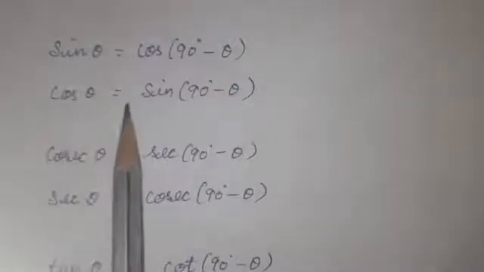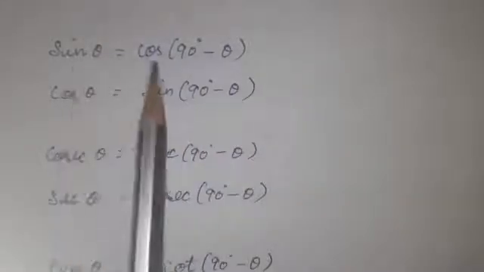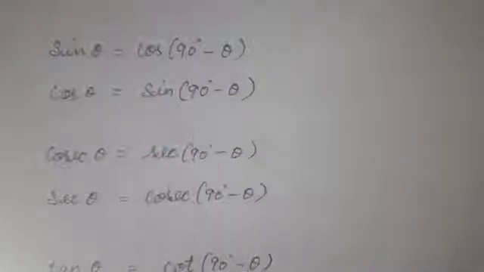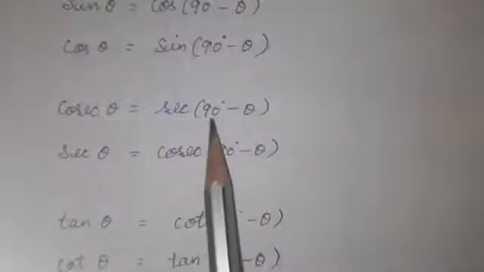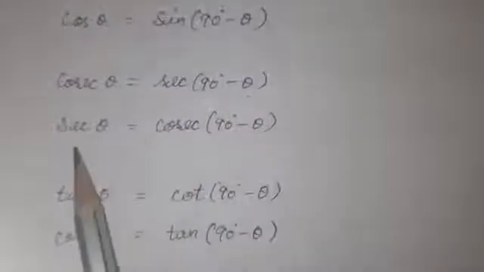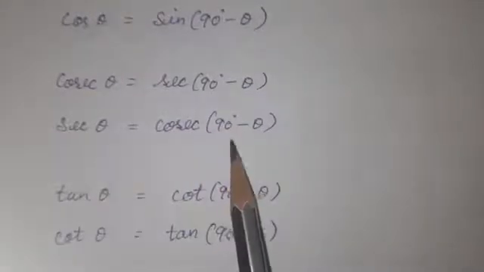Then cos theta is equal to sin 90 minus theta. That is, change this one: sin becomes cos, cos becomes sin. Likewise, next one is cosecant theta is equal to secant 90 degree minus theta. Then secant theta is equal to cosecant 90 degree minus theta.